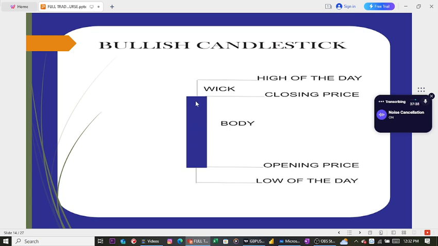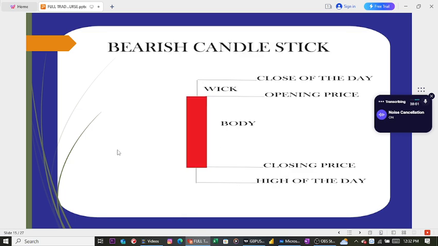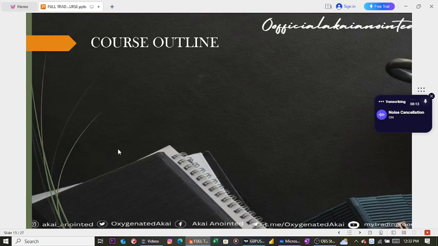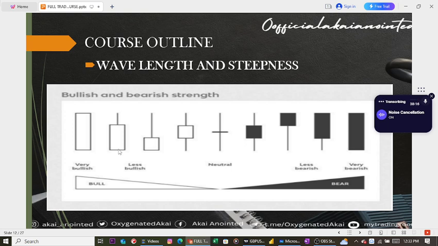The low means the lowest point price reached for the day. Now the body signifies the strength of the particular trend that is going, or particular direction. That is what it signifies. So now the bullish is the opposite of the bearish. You can see that there is a difference in everything. The closing price has changed, the opening price has changed, the high of the day has changed, but it's still the same thing. So the body of every candlestick signifies the strength.